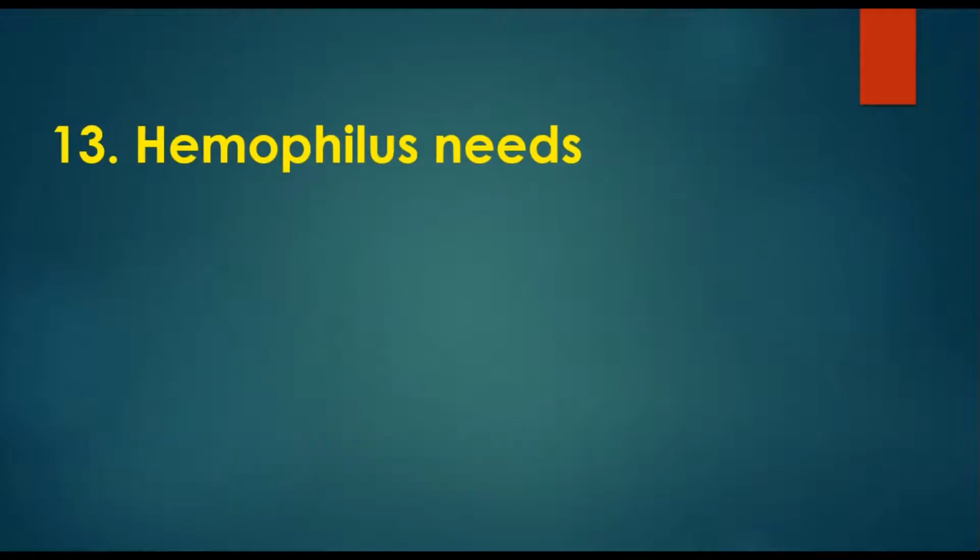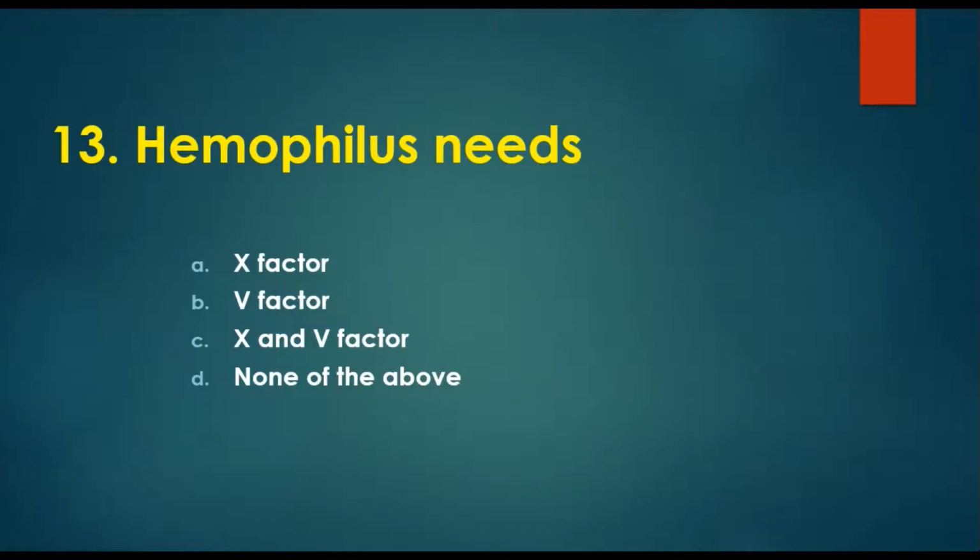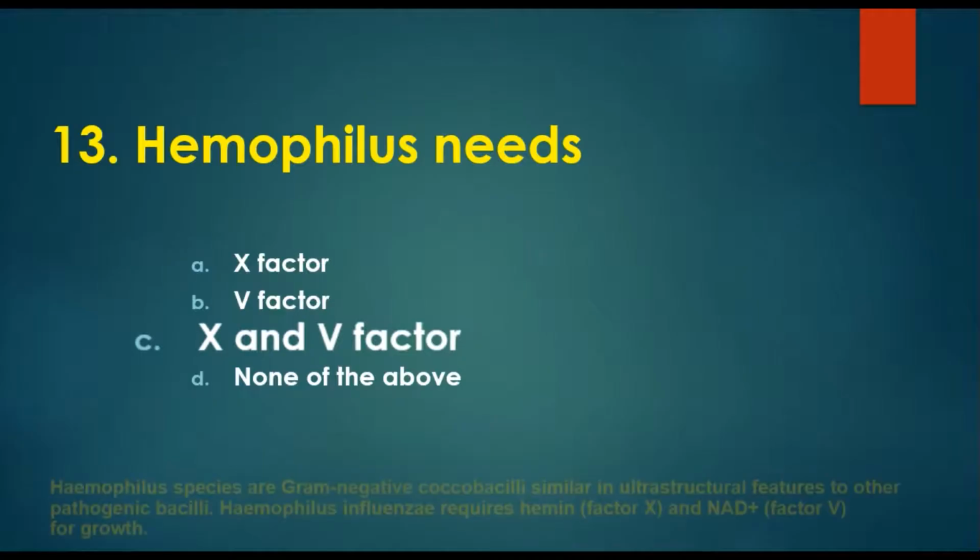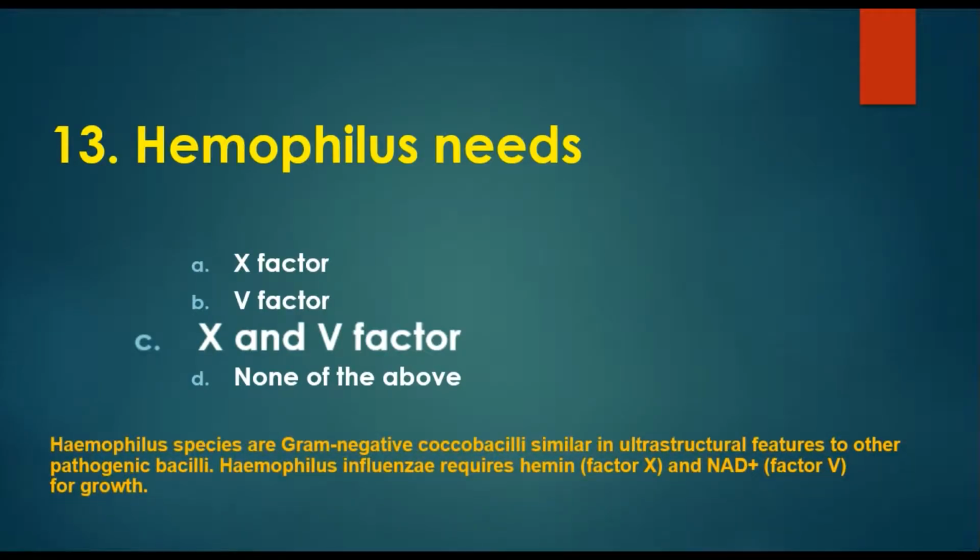Okay. Then 13th question, Haemophilus needs: options are A. X factor, B. V factor, C. X and V factor, D. None of the above. So here the option is going to be the X and V factor. So this X and V factor is going to be the hemin and NAD plus factors which are essential for the growth of Haemophilus influenzae. So it requires both the factors, factor X and factor V, or factor 10 and factor 5.